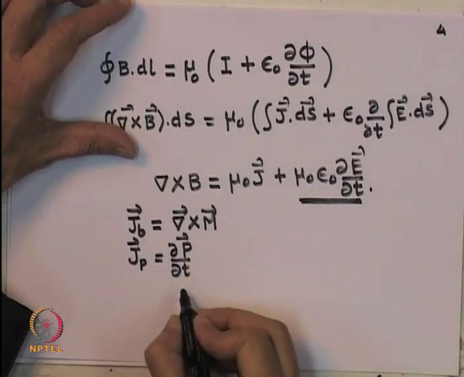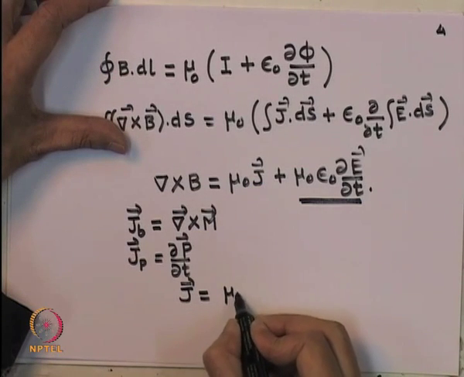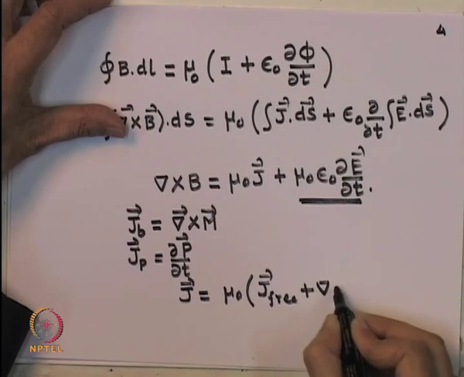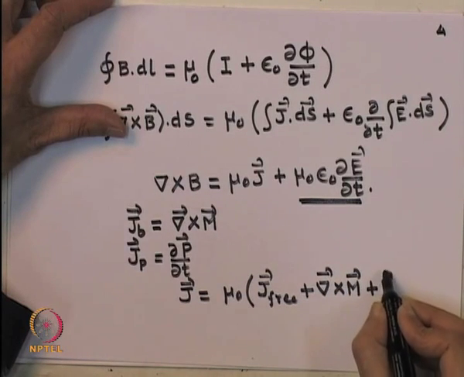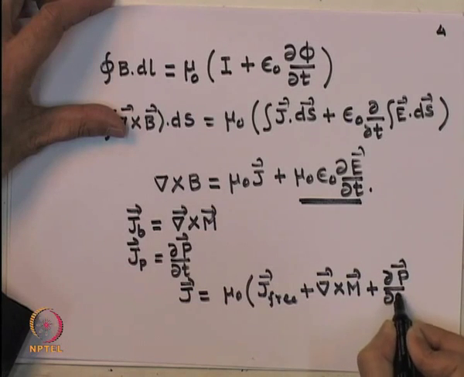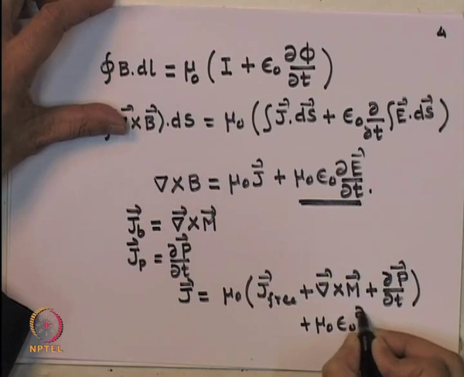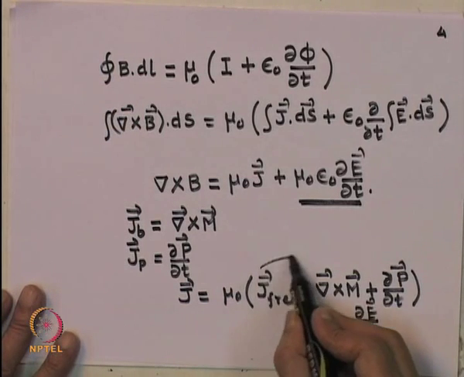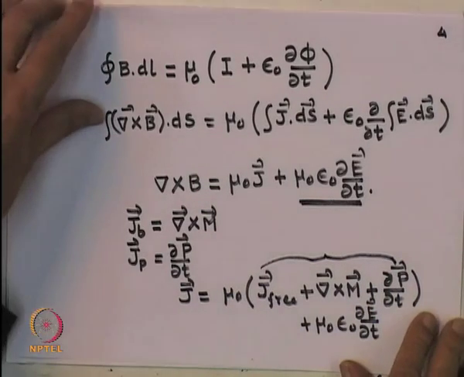So, therefore, my total current which contributes to the first term in this equation is mu 0 J free, that is the usual charge current, plus magnetizing current del cross M, plus dP by dt, which you have called the polarization current, and of course mu 0 epsilon 0 dE by dt, which is my displacement current. So, I have all sorts of currents there. These three things taken together is what I have been writing as J. So, let us rewrite this in a slightly different fashion.